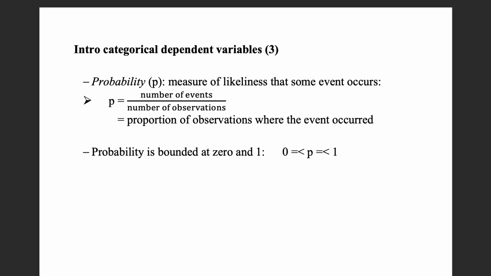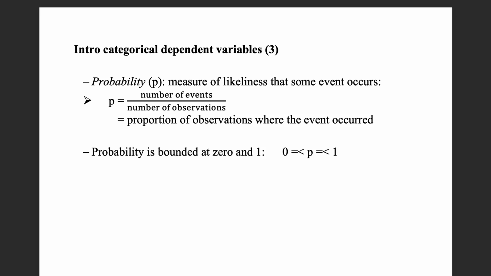Why is that impossible? Well, look at the formula. How do we calculate the probability? Number of events divided by number of observations. Now, hopefully you will agree with me that it could never be the case that something happens more often than always. So it should never be possible that the number of events is larger than the number of observations. So at the most, all the observations that we observe experience the event that we are interested in. In that case, the probability would be 1.